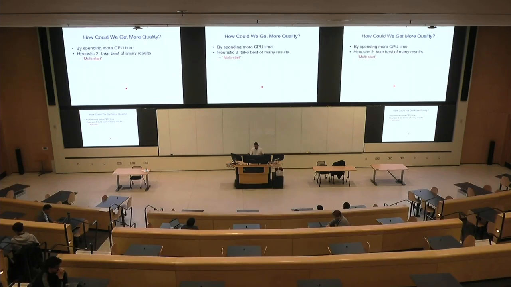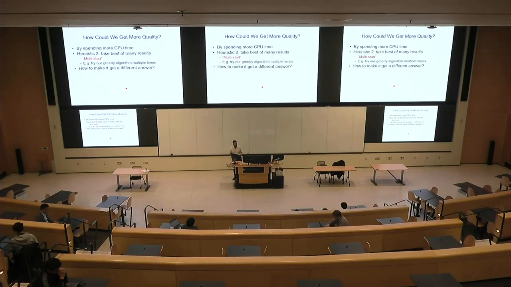This is a technique that's widely used in any heuristic, and if you have a bunch of CPU time to spend, why not just do a multi-start? So we can try our greedy algorithm multiple times until we find a better solution. But the trick is how to make the answer different. There are several ways to do that. Any ideas on how to do it?